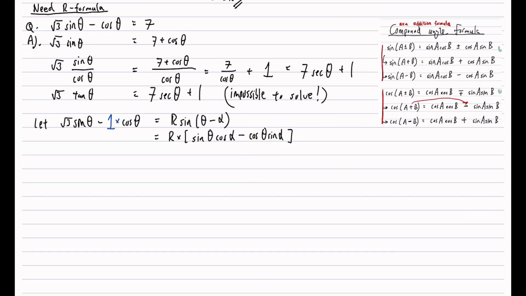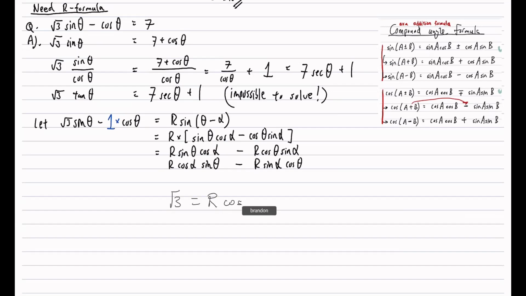Very good. Then you just multiply the r inside, so you end up with r sine theta cosine alpha minus r cos theta sine alpha. I don't like it when my r and the alpha are far apart, so I just swap them around. I rewrite it as r cos alpha times sine theta minus r sine alpha times cos theta. Is that okay with you? Clear so far?